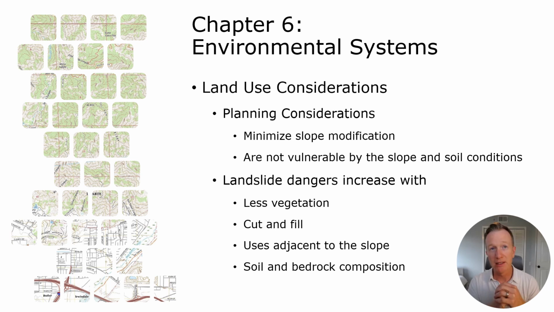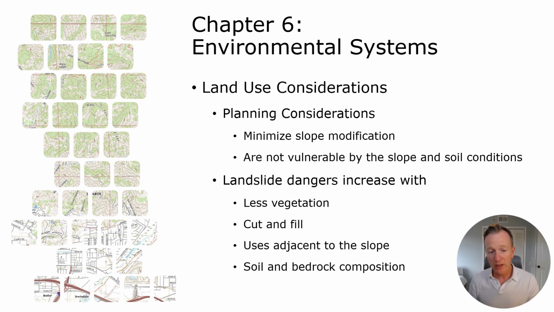Very not dense, very spread out single family neighborhoods where you can spread the single family units out away from each other is what you want to do in areas that have a lot of slopes. So the whole point of that is to minimize slope modification. And you want to try to put uses where they're not vulnerable to slope and slope conditions. So moving them away from a slope, on the edge of a slope, or at the bottom of a slope.